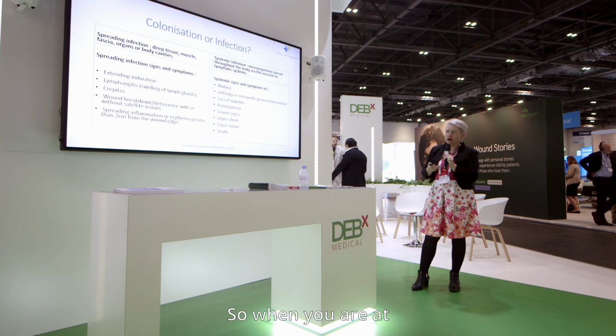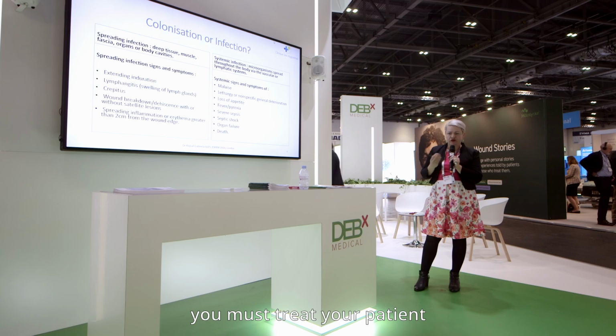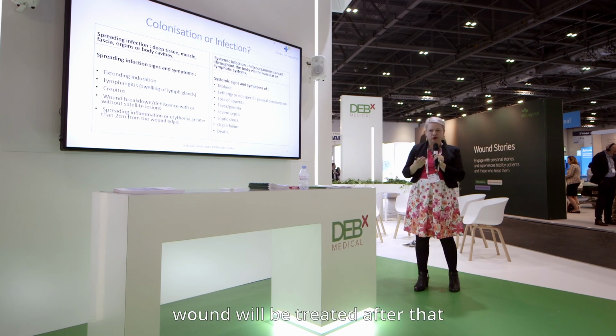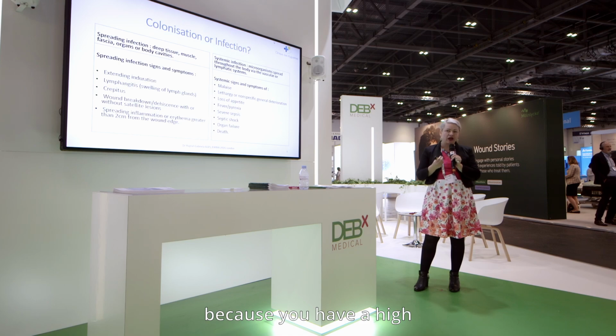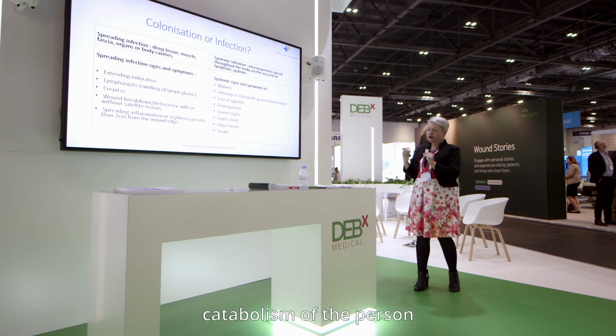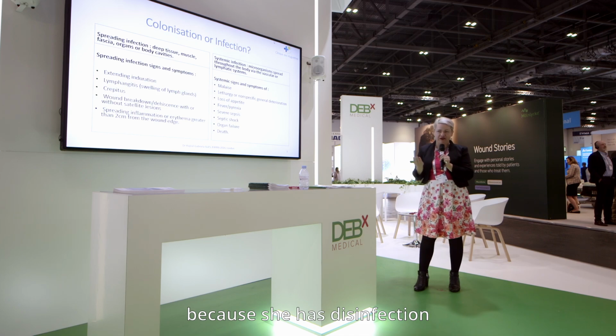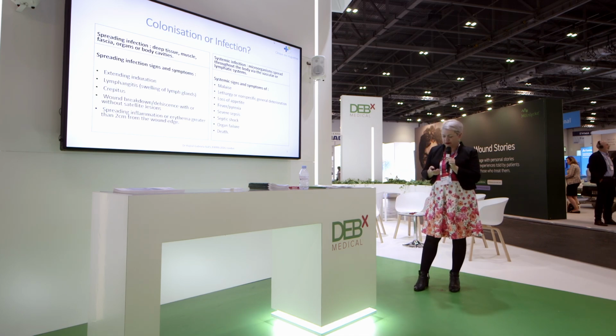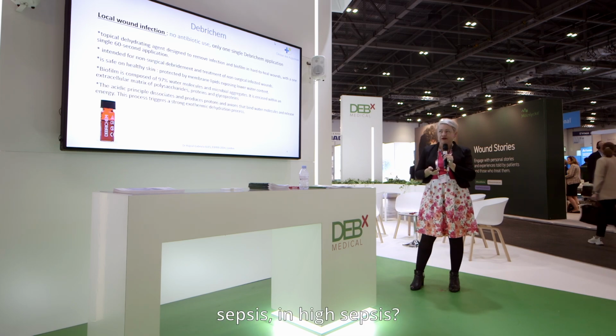So when you have a spreading infection or systemic infection, you must treat your patient with antibiotics, and the wound will be treated after that, because the person has a high catabolism due to this infection, and the wound will grow with or without antibiotics. So what can we do when we are not in high sepsis?